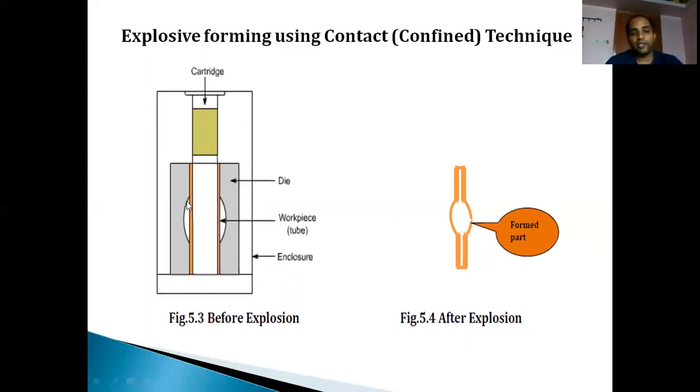Once it is exploded, you can see at the side part that whatever the design of the cavity is, it is developed with the help of the forming process. So we call this explosive forming using the contact method or confined method, where the explosive material comes directly in contact with the workpiece material, and once it explodes, it deforms the workpiece according to the die cavity design.